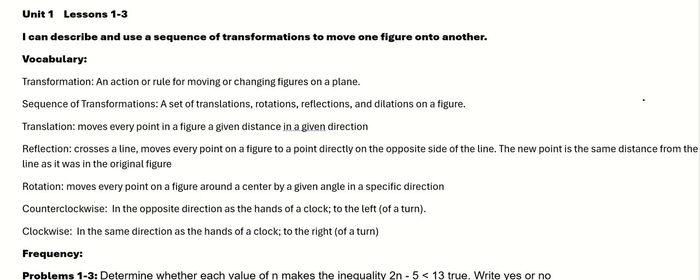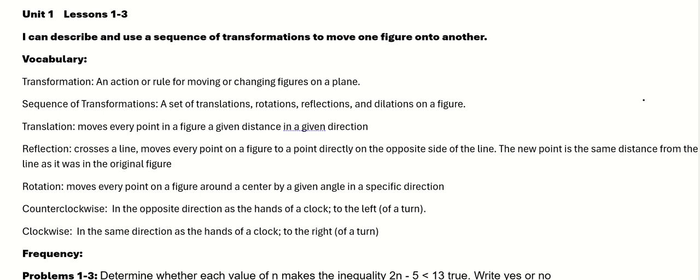Reflection, that's where we cross a line, right? Crosses a line, moves every point on the figure to a point directly on the opposite side of the line. The new point is the same distance from the line as it was in the original figure. So if it was 3 to the left, it's on the opposite side, so 3 to the right, opposite.